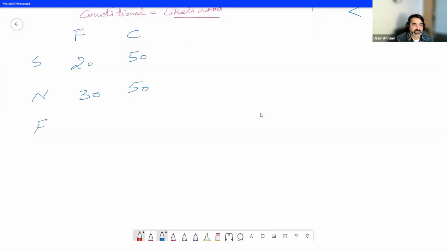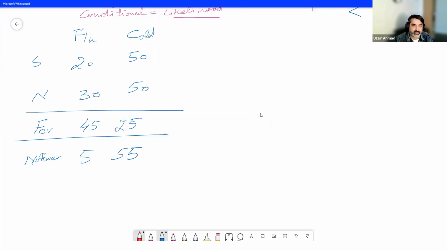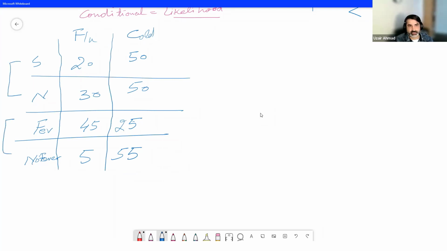Some people who have fever, some people who have no fever. So we measure that about 45 of the people who have flu have fever, and about 5 of them do not, right? And so this is another dimension here. So we have 2 variables: sneeze, no sneeze, fever, no fever. We can answer the same question very easily.